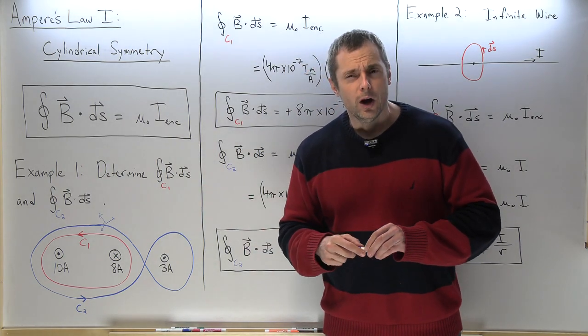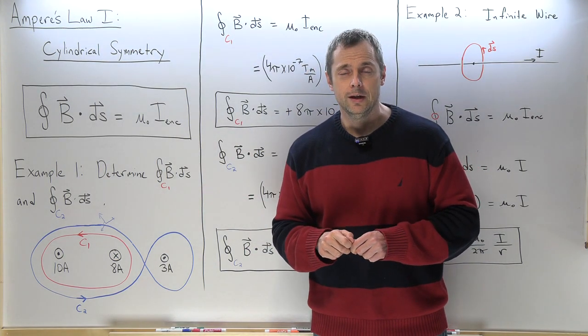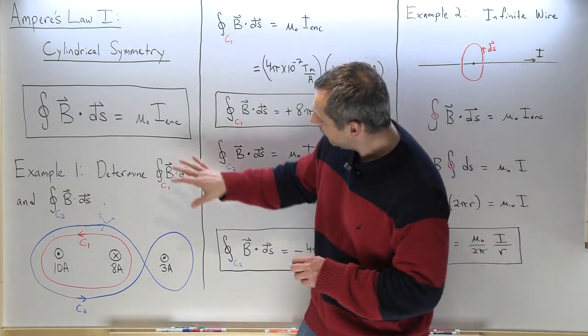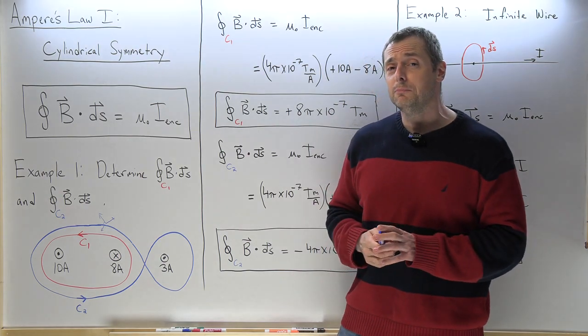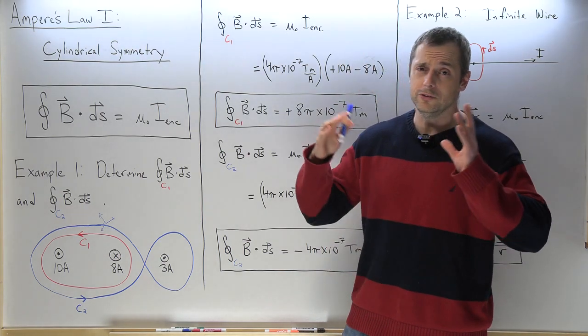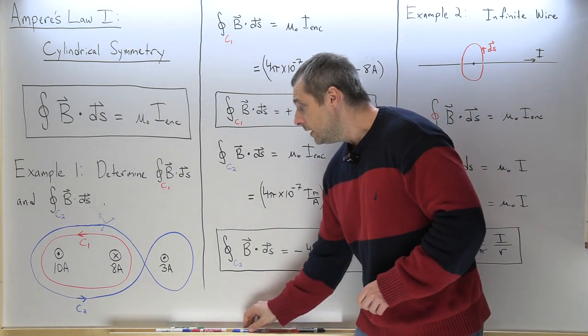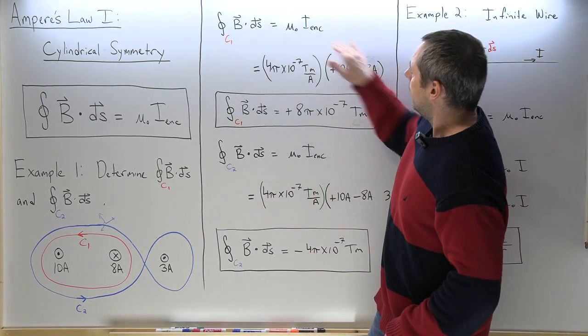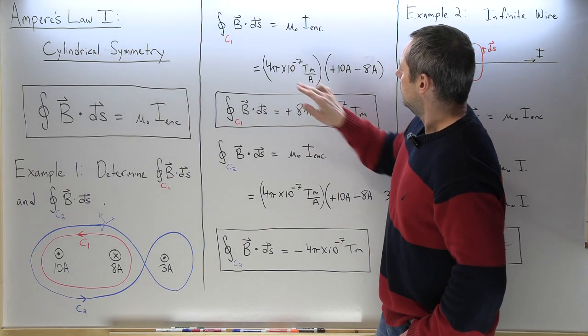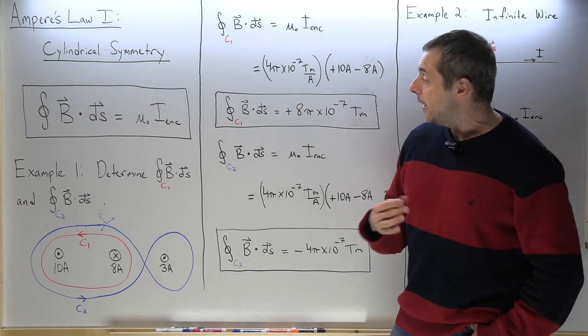That would be a horrendous calculation. So we're not going to calculate this actual integral. We're going to focus on the right side of Ampere's law to solve this problem. Otherwise, it's pretty much unsolvable. So let's start with curve 1. Write out Ampere's law. Mu 0 is 4 pi times 10 to the minus 7 tesla meter per amp.